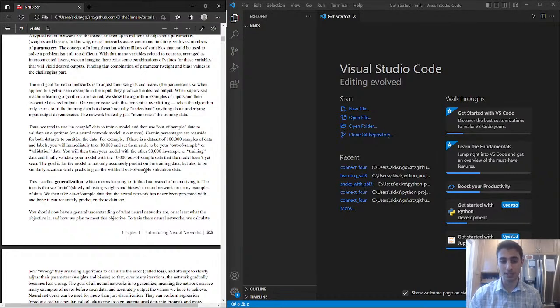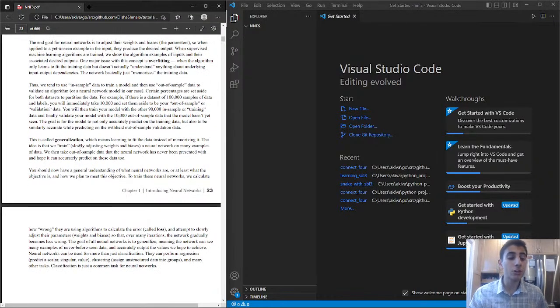And there you go. So that's the idea: we train it on most of our images, 100,000 say, and then we test it on another 10,000, let's say. Maybe I'm getting the exact numbers wrong. Yeah, I guess he's saying, imagine you have 100,000 images, you train it on 90,000 of them, and you test it on 10,000 of them. This is called generalization, which means learning to fit the data instead of memorizing it.